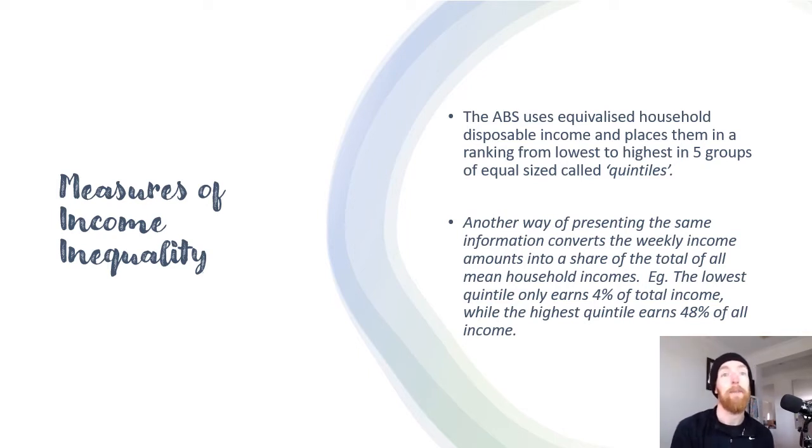Another way of presenting the same information converts the weekly income amounts into a share of the total of all mean household incomes. For example, the lowest quintile, the lowest 20% of people, only earn 4% of total income in Australia, whereas the highest quintile, the top 20%, earn 48% of all income. So it's a pretty significant difference. The rich are earning a whole lot of overall income, whereas the poor are only earning a tiny fraction of that overall.